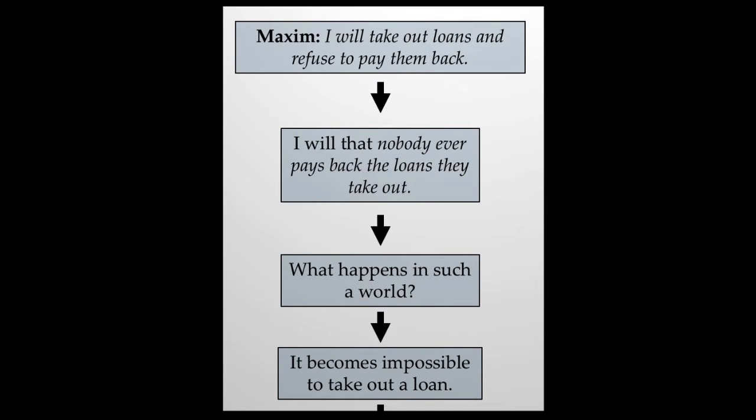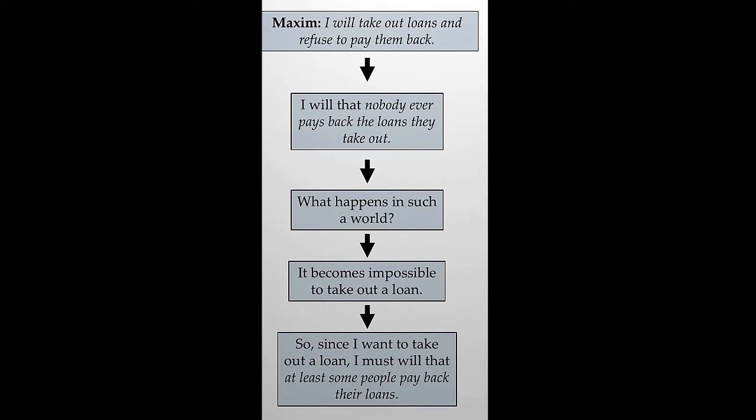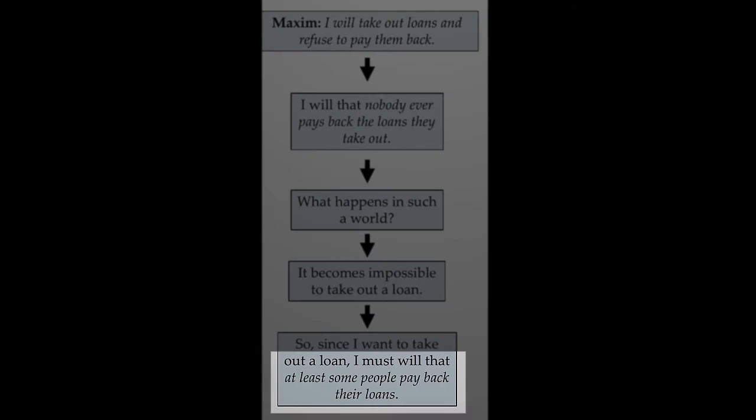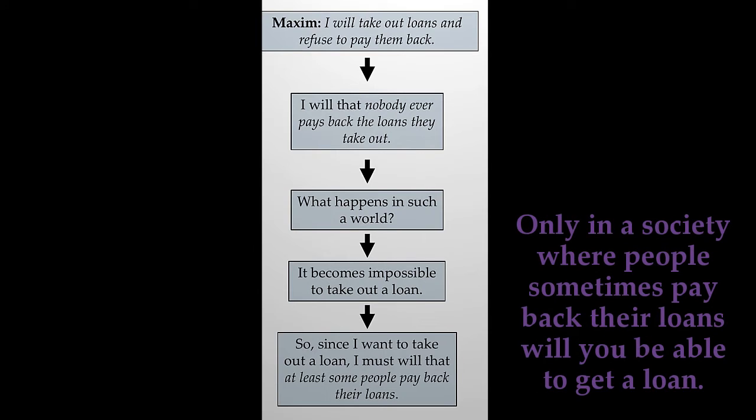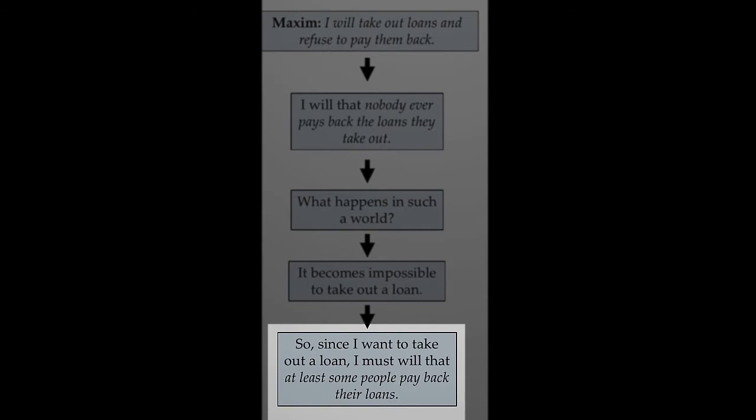What this means then is if in the real world you want to take out a loan, which we're assuming is true, you have to will that some people pay back their loans. In other words, you have to will whatever is required to make it possible for you to get a loan. So only in a society where people pay back their loans will you have a chance of taking out a loan for yourself. So since you want to take out a loan, you have to also will that some people are honest, some people pay back their loans when they take them out.